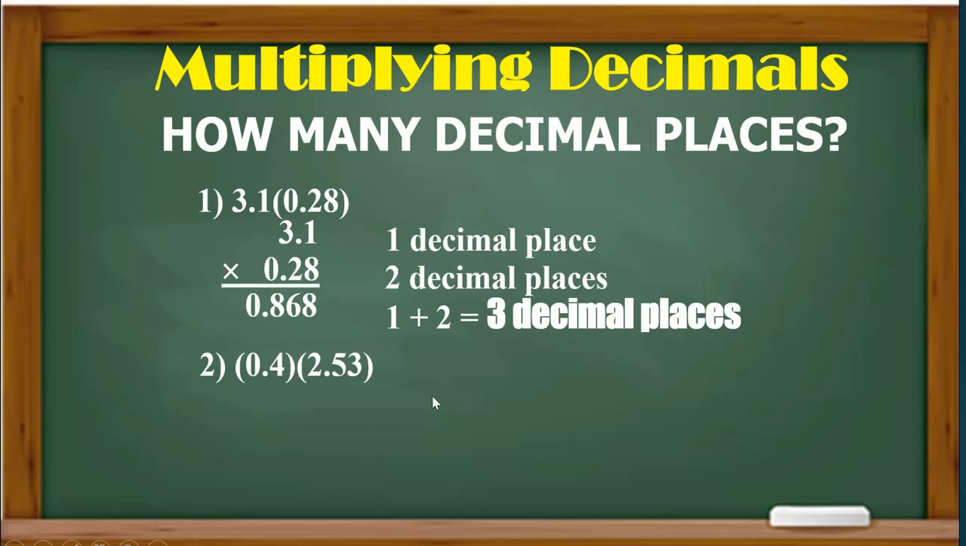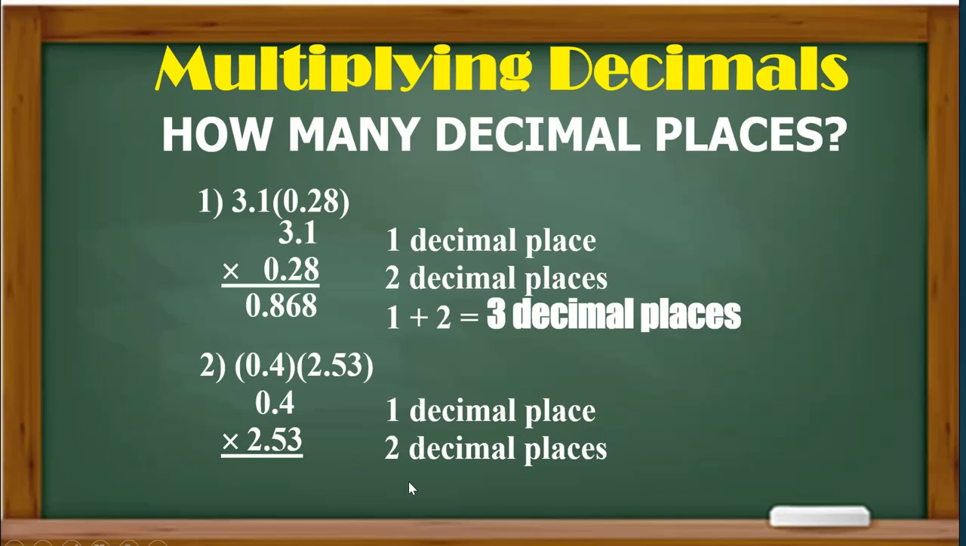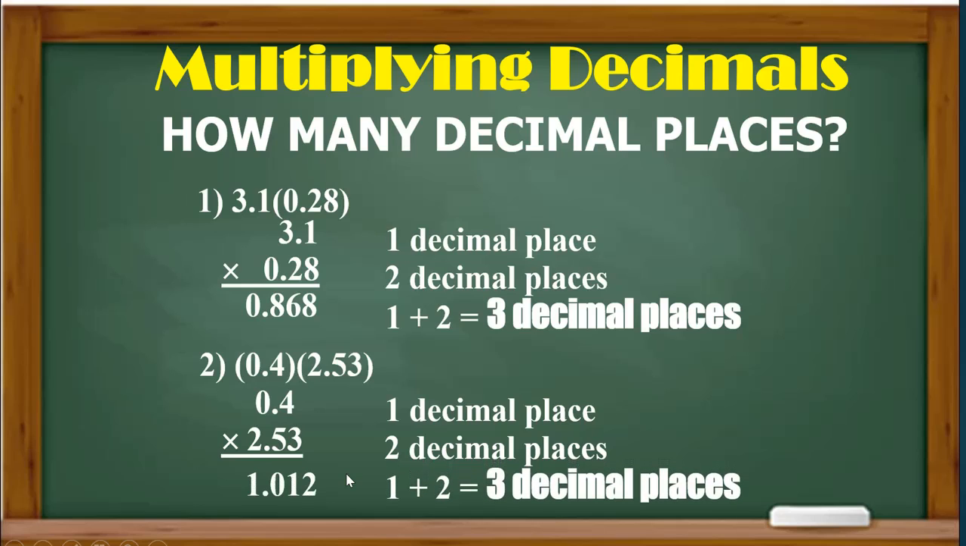How about on number 2? How many decimal places do we have in 4/10? Correct, 1 decimal place. How about in 2 and 53 hundredths? Correct, there are 2 decimal places. So let us multiply 4 by 2 and 53 hundredths. So you will get 1 and 12 thousandths.